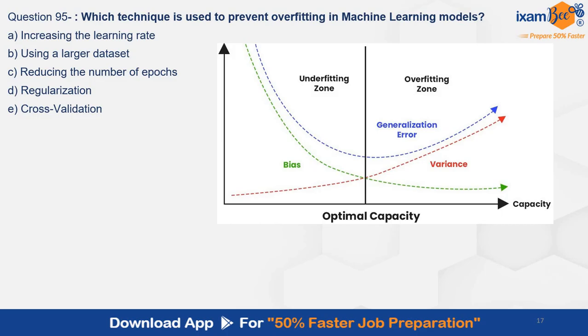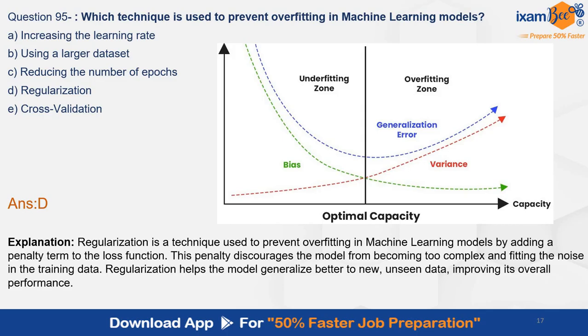C. Reducing the number of inputs. D. Regularization. E. Cross-validation. And the correct answer is D, that is regularization.